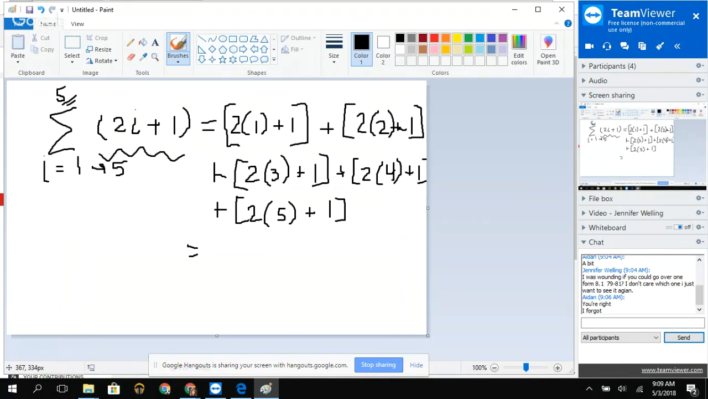So it's 3 plus 5 plus 7 plus 9 plus 11. So 14 plus 14, 28, plus 7 more is 35. So the sum of those will be 35.